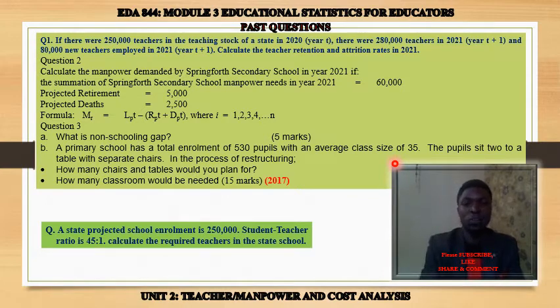The last question we would like to look at here is, a state's projected school enrollment is 250,000. Student-teacher ratio is 45:1. Calculate the required teachers in the state school. We are going to answer these questions. I would like you to get your calculator by your side so we can move on smoothly.